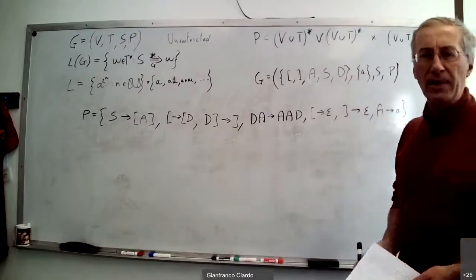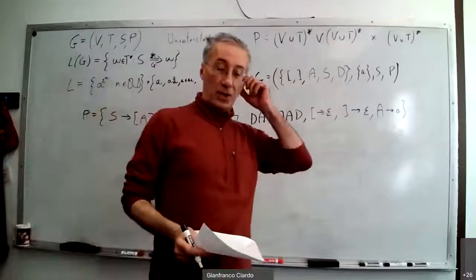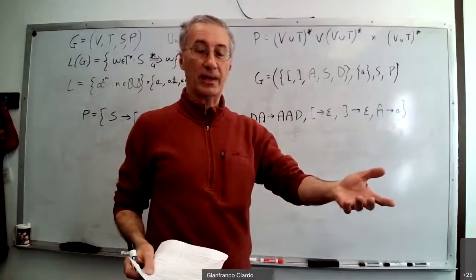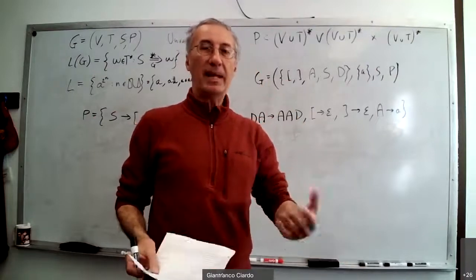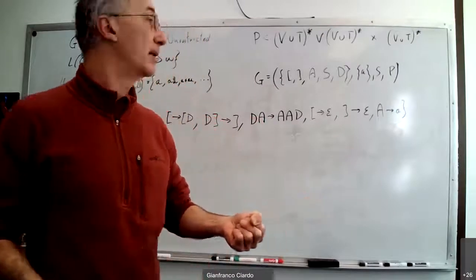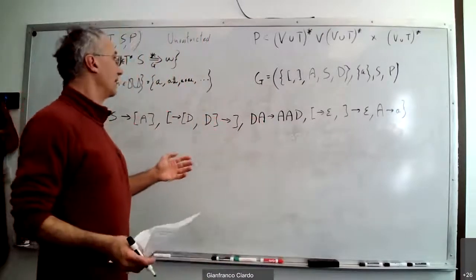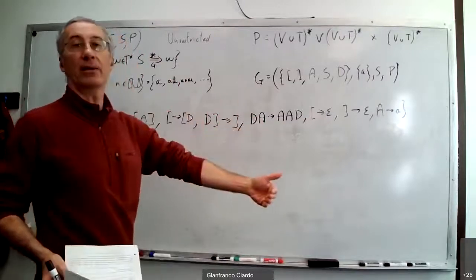So how does this work? Just like before, what I showed you is that I can generate the right strings. I also showed that I don't generate bad strings. But that's the one thing which is very easy with unrestricted grammars: it's pretty obvious normally to show that you will not be generating the bad strings.